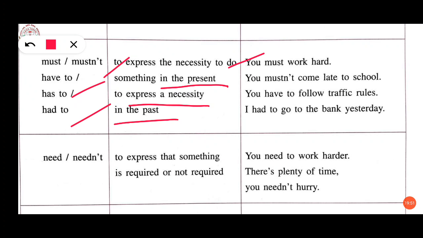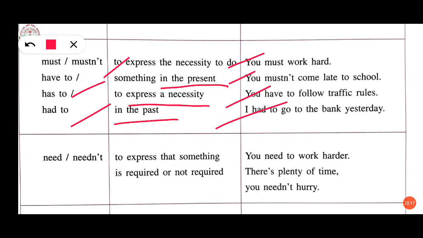First example of must is given: you must work hard. Must not: you must not come late to school. Then you have to follow traffic rules. You have to use this had to in the past to express a necessity in the past, and that is: I had to go to the bank yesterday.